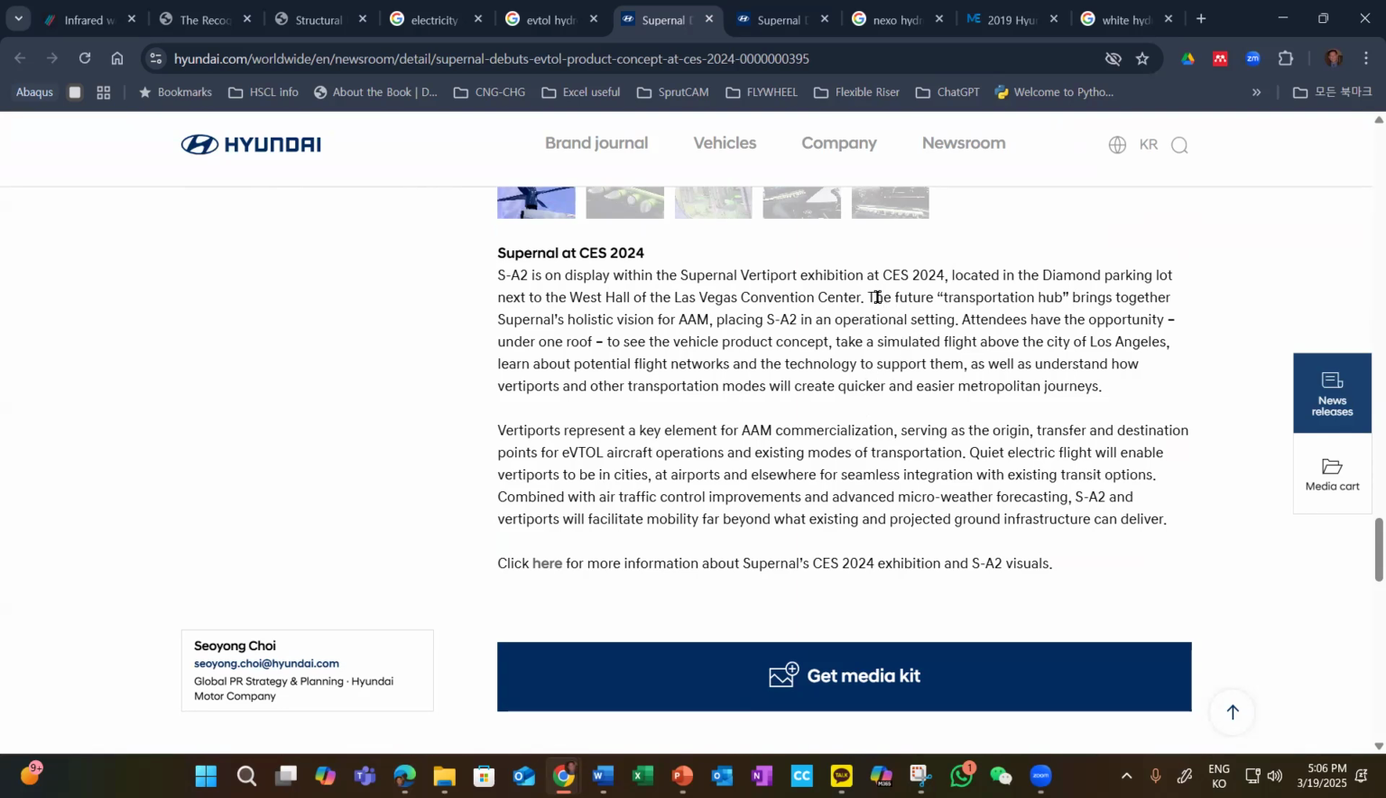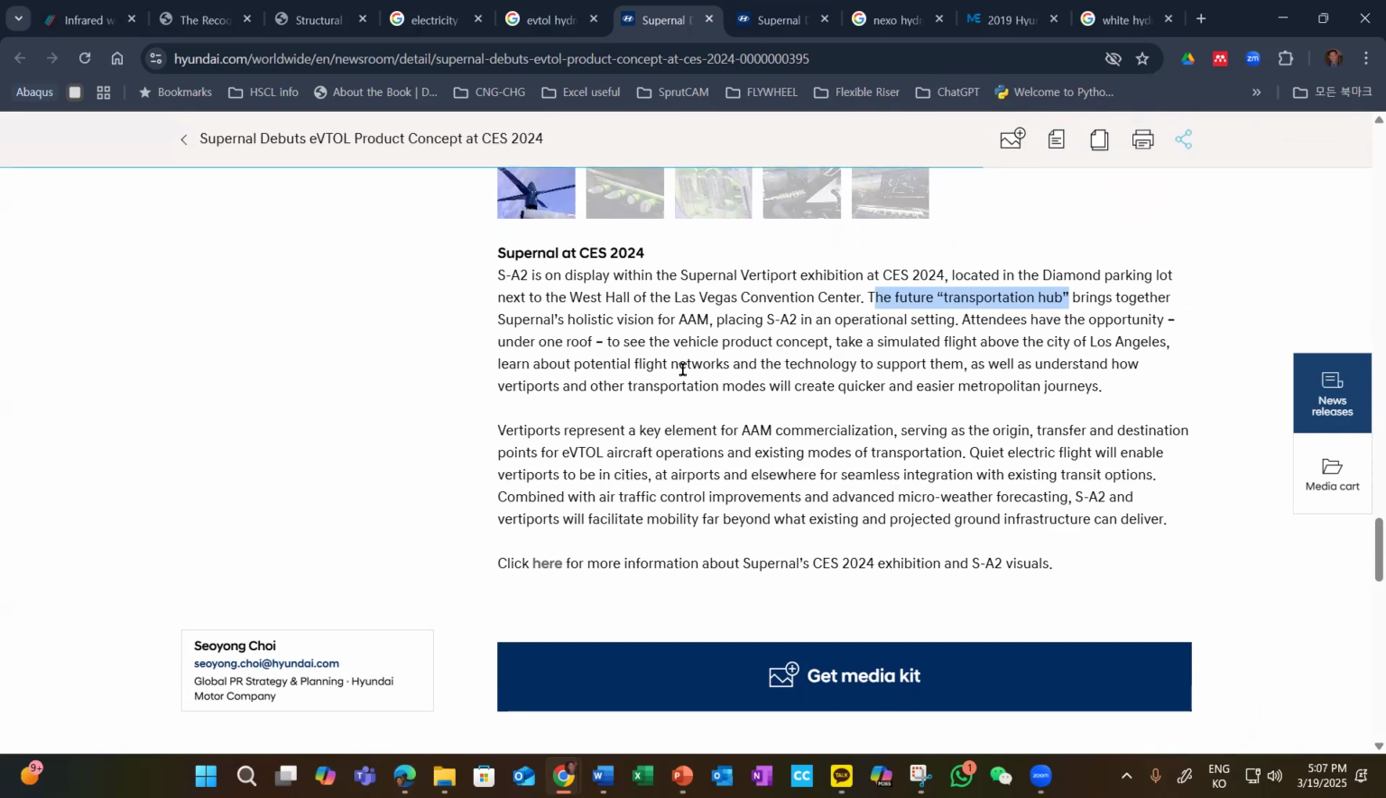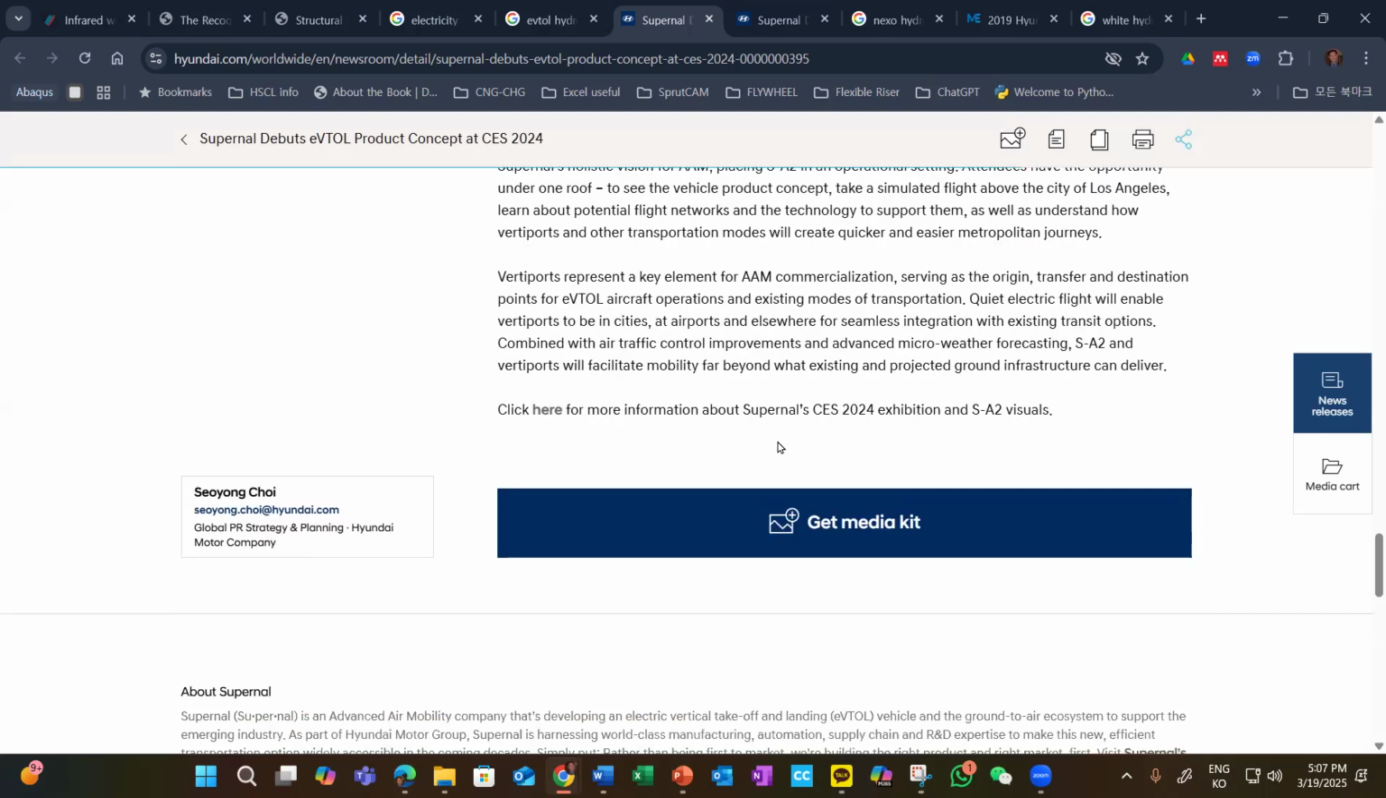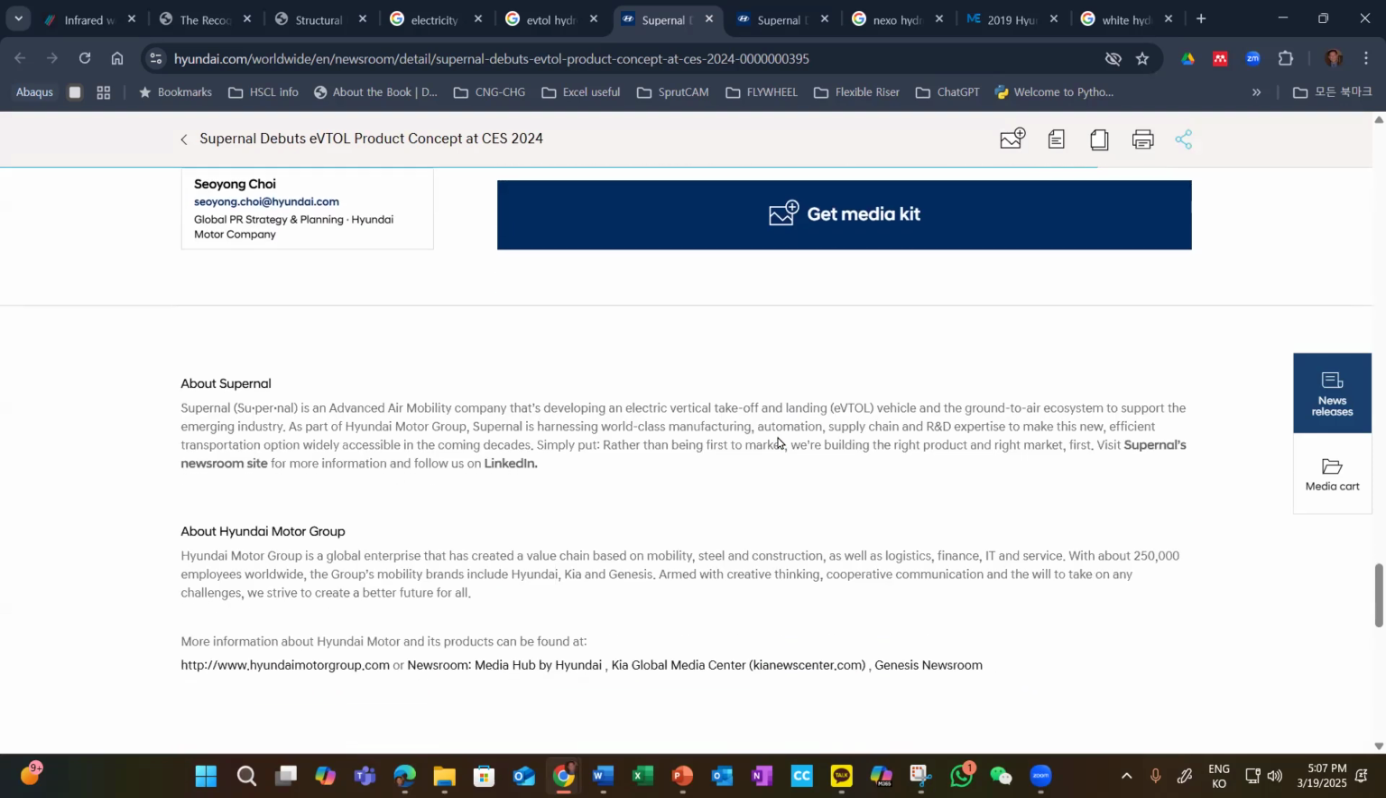So the future transportation hub brings together historic visions of AAM. AAM stands for advanced... I forgot the A. Advanced aeronautic mobility, something like that. But anyhow, Hyundai is the one that is leading all the technologies.